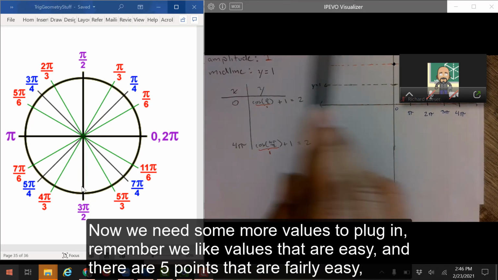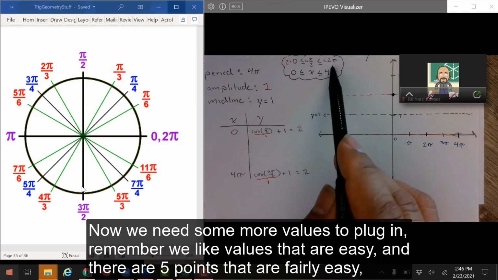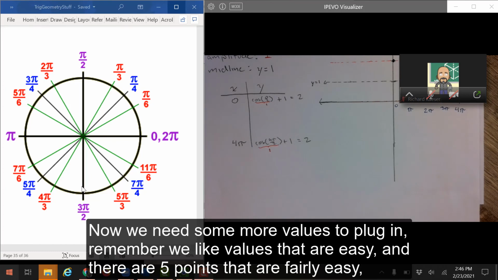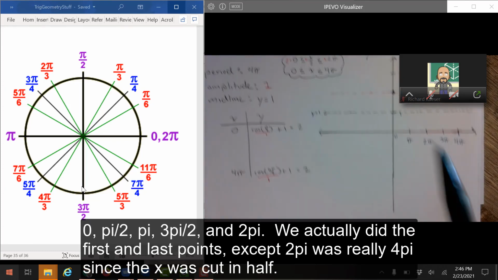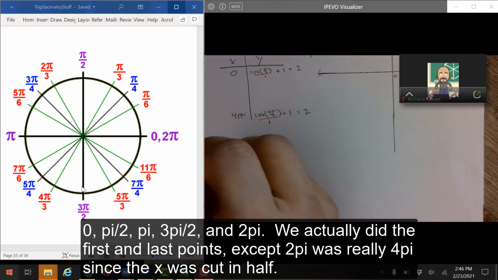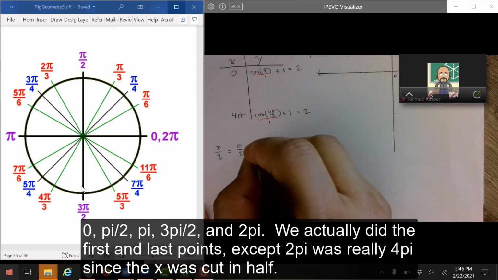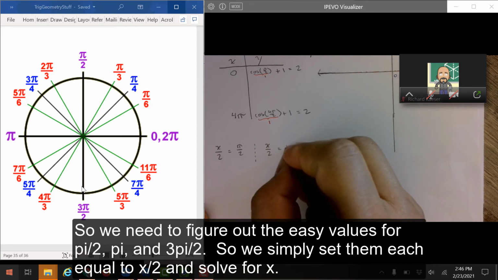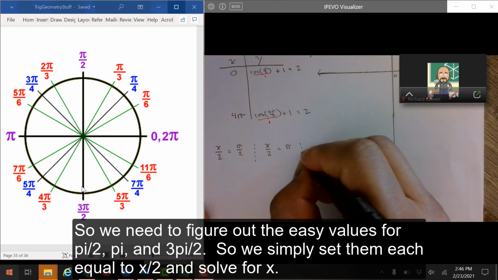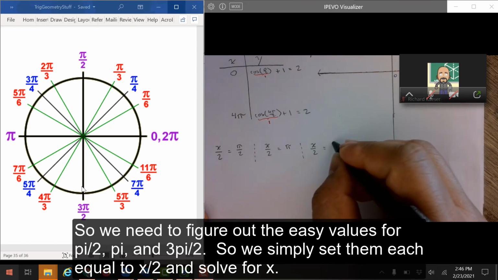Now we need some more values to plug in. Remember, we like values that are easy, and there are 5 points that are fairly easy. 0, pi over 2, pi, 3 pi over 2, and 2 pi. We actually did the first and last points, except 2 pi was really 4 pi since the x was cut in half. So we need to figure out the easy values for pi over 2, pi, and 3 pi over 2. So we simply set them each equal to x over 2 and solve for x.